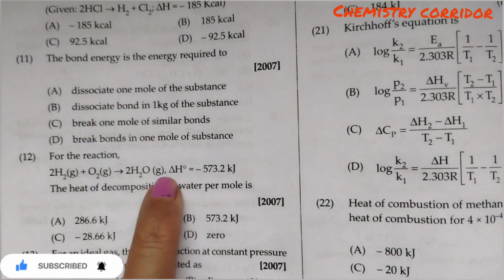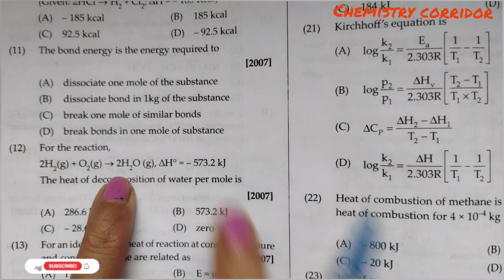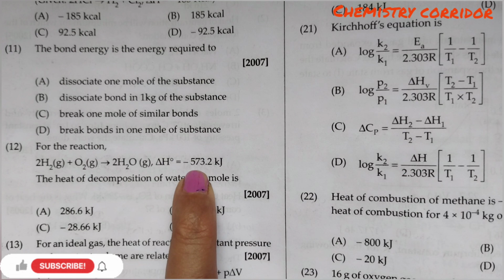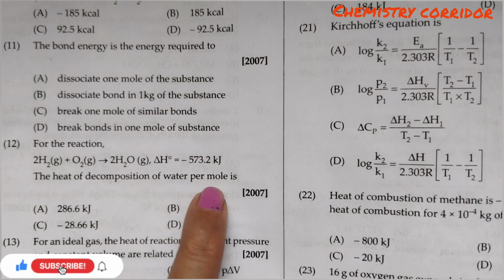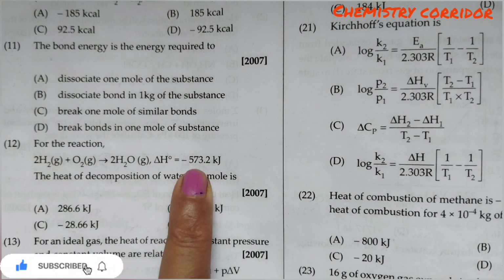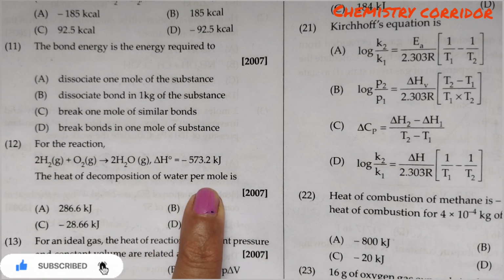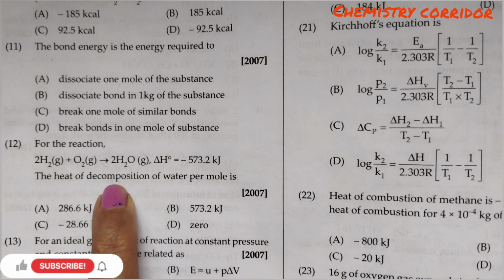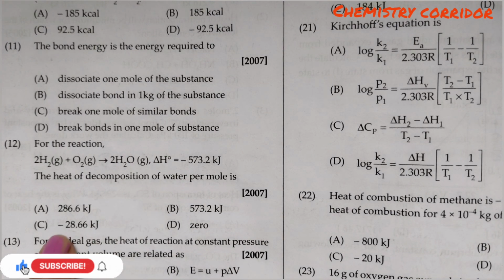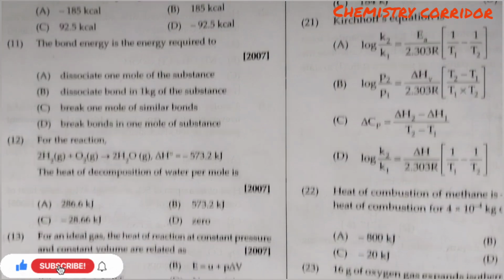Now, if you see the reaction, student, this is for 2 moles. The energy which is given is 573.5. They are asking for decomposition of 1 mole. For 2 moles, it is 573. So, for 1 mole, it will be exactly half, that is 286.5. But here, they are asking for decomposition, so it will be with the positive sign. So, the answer here is first option. Let's see the next one.